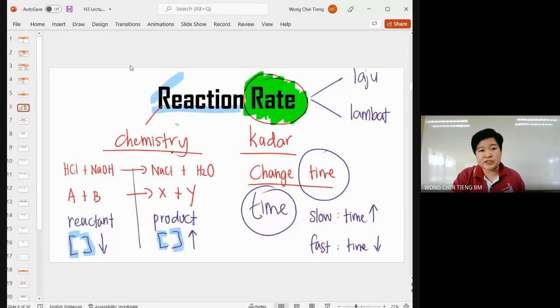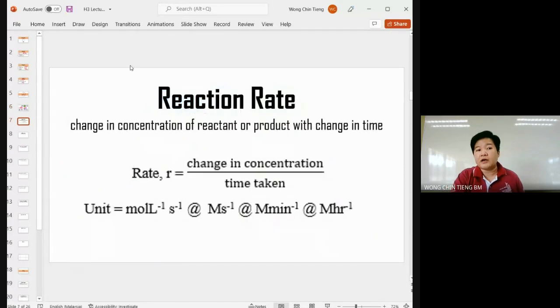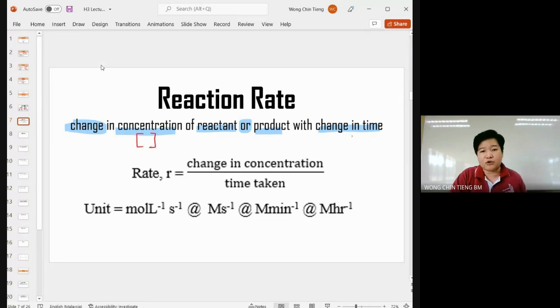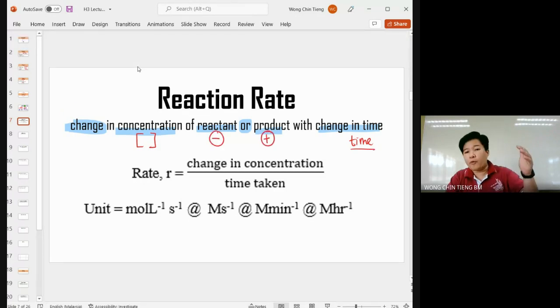But in your reaction rate chemistry, we are using one thing only. We are using concentration. That's why in the reaction rate, we are using the word change in concentration of the reactant or product with the change in time. So we will only take count of the concentration and also change in time. Banyak mana reactant kamu berkurang dan banyak mana produk kamu bertambah over the time. So your rate will always be the change in concentration over time.